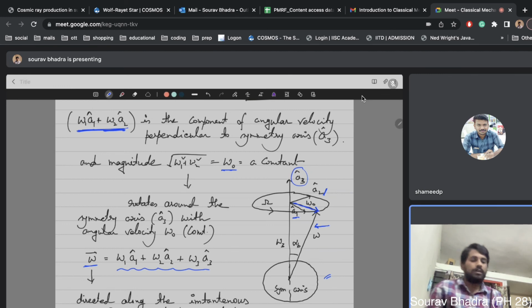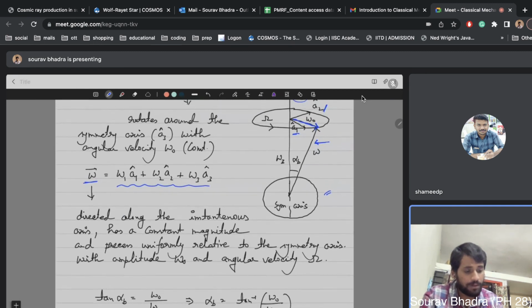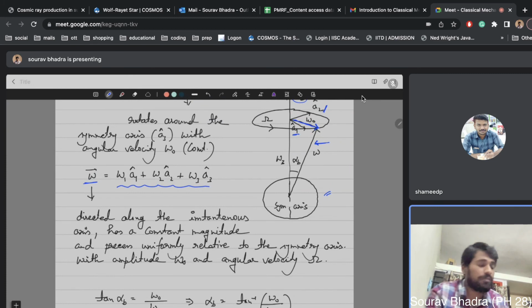Yeah, so if this is your a3 axis and this is your omega, this omega can precess around your symmetry axis like this. Okay, so this can move like this. It is actually called the precession. And the angle is alpha b, which you can calculate as just the tan inverse of omega 0 by omega 3.